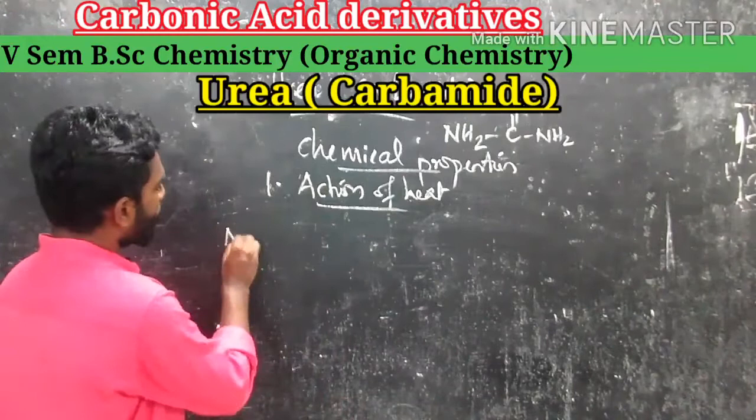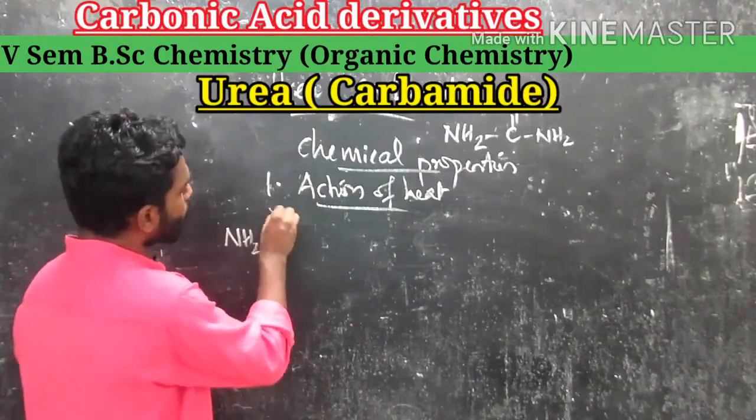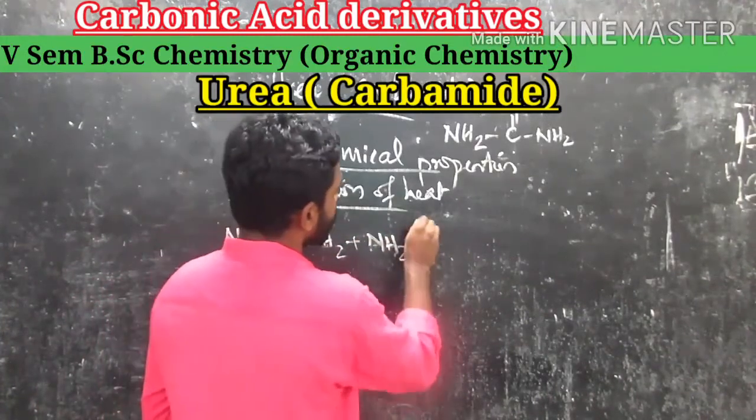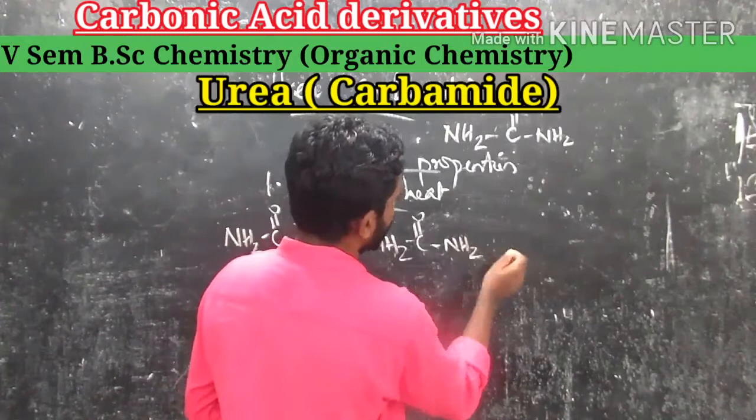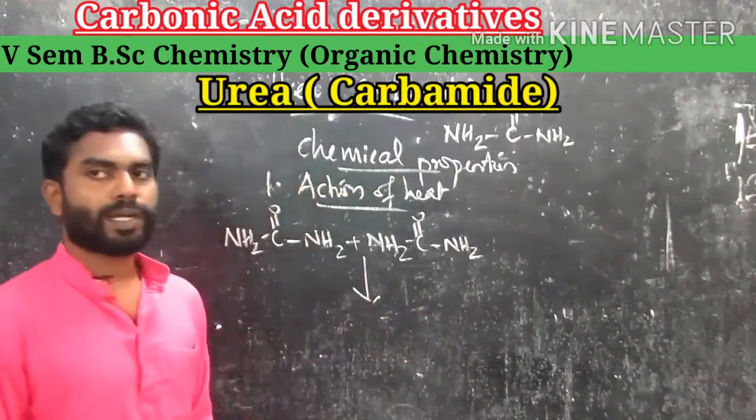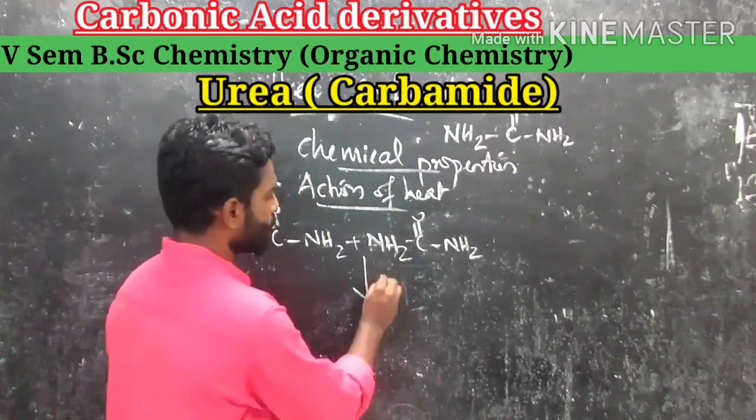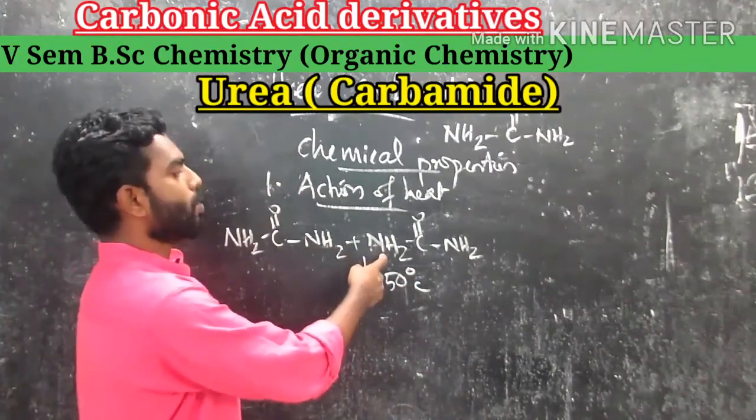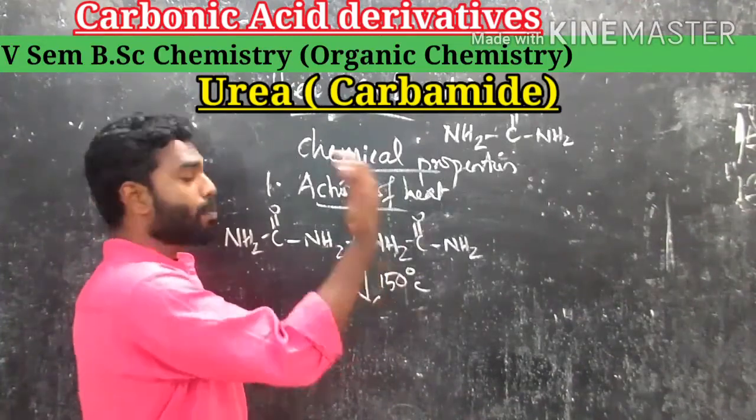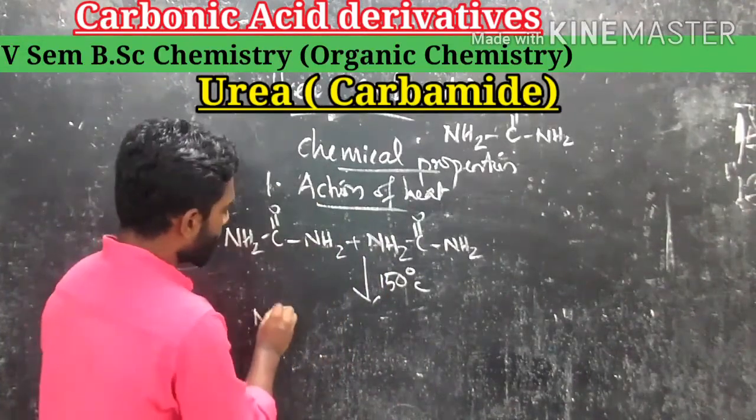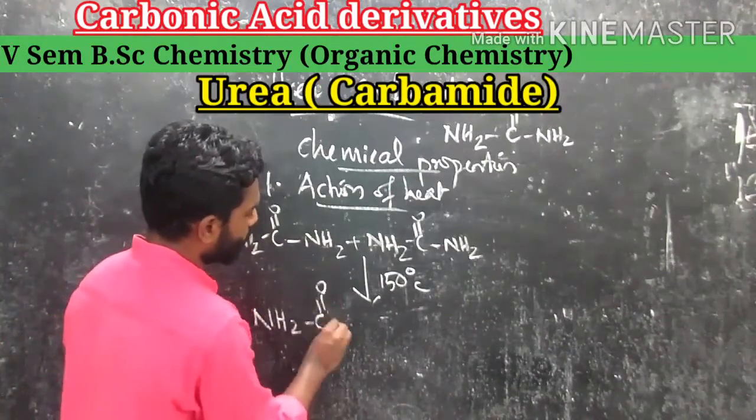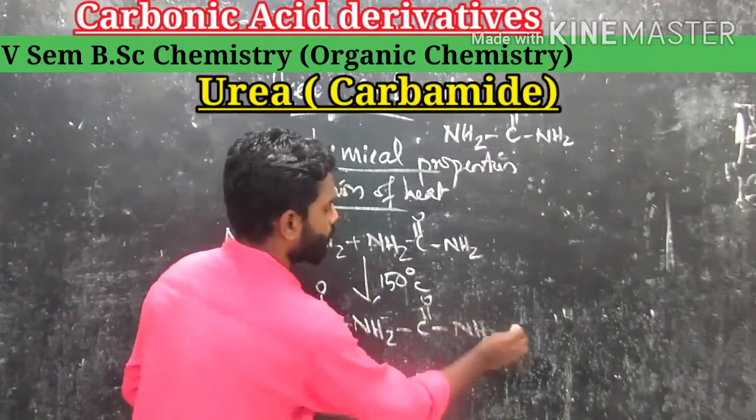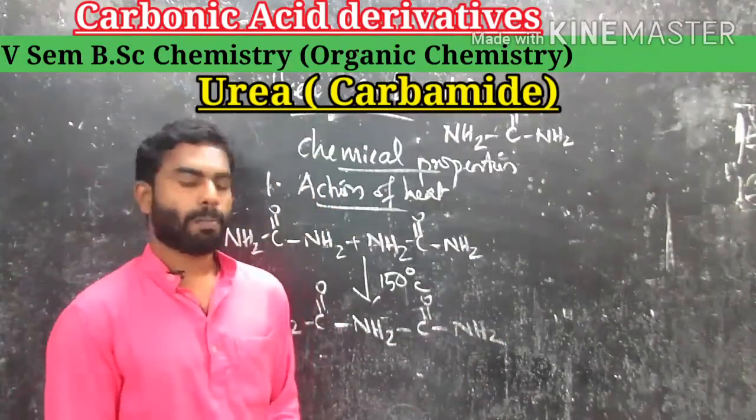Urea, NH2 CO NH2, heated at 150 degrees Celsius. NH2 and H combine, and NH3 ammonia evaporates. We will get a product like NH2 CO NH2 with a linking NH. This is known as biuret.